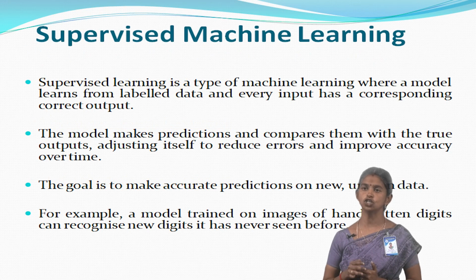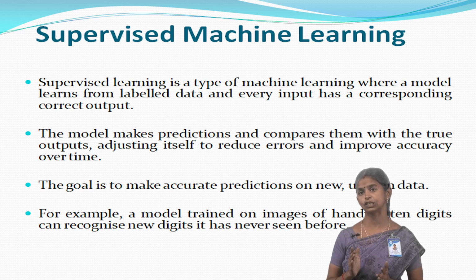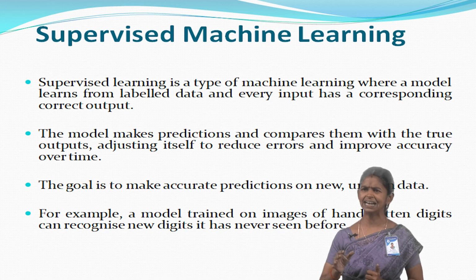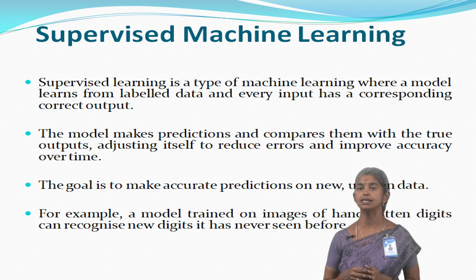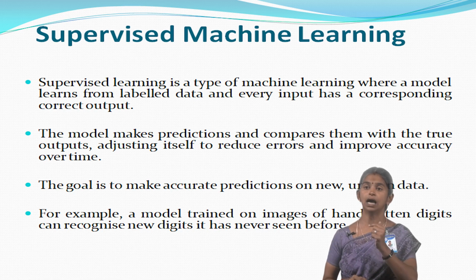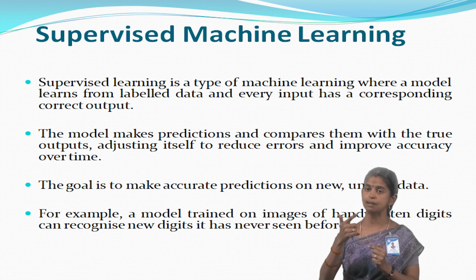And now let us see about supervised learning. Supervised learning is a type of machine learning where a model learns from labeled data and every input has a corresponding correct output. The model makes predictions and compares them with the true output, adjusting itself to reduce errors and improve accuracy over time. The goal is to make accurate predictions on new unseen data. For example, a model trained on images of handwritten digits can recognize new digits it has never seen before.